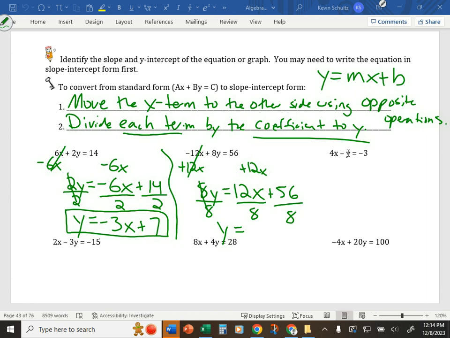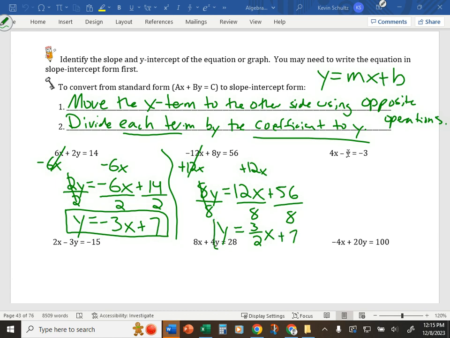4/3. Close. Divide them both by 4. Is that what you're thinking? Yeah. That will give us 3 halves. All right. 12 divided by 4, 3. 8 divided by 4, 2. So y equals 3 halves x plus 7.